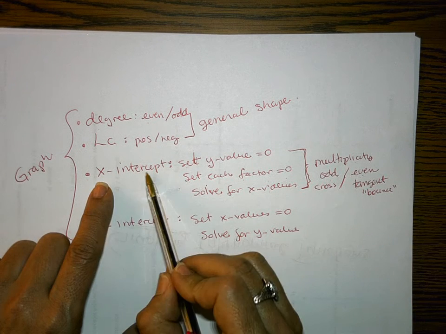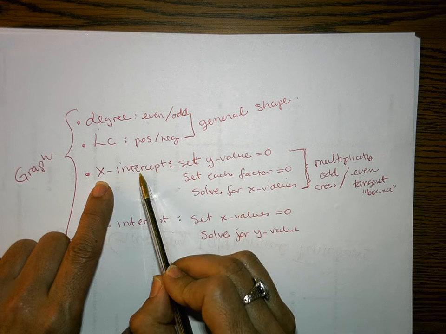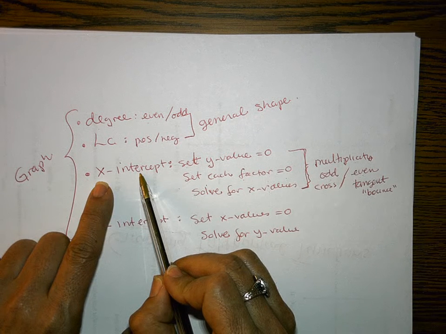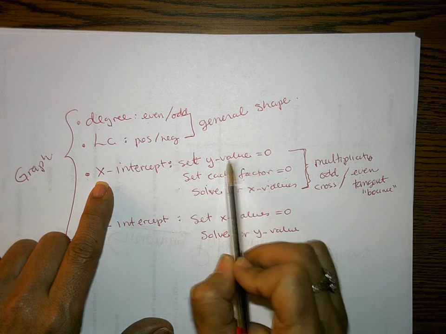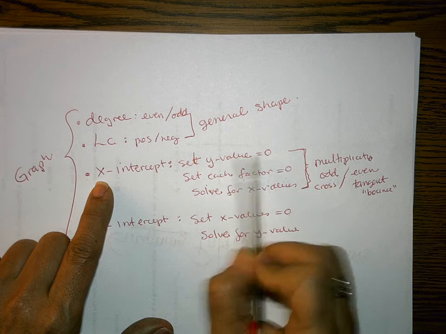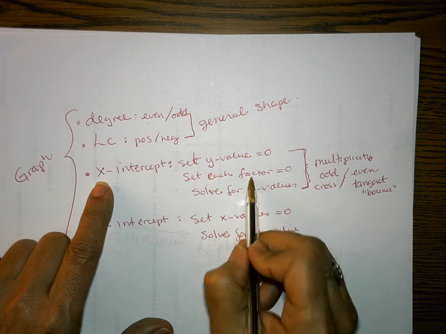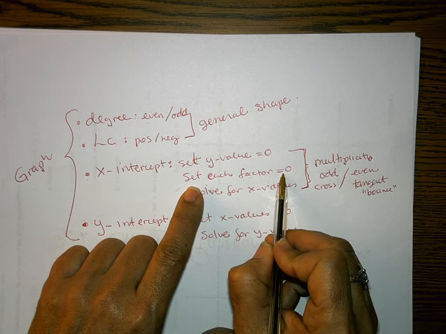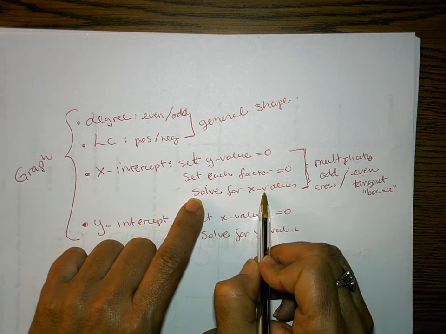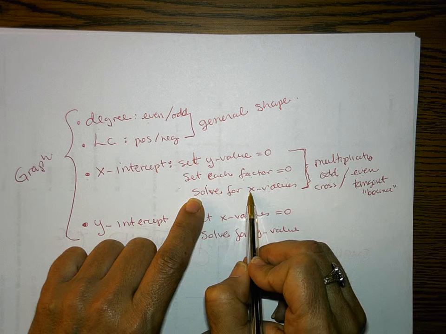And then I need the x-intercepts, so I can graph the function precisely. The x-intercept is found by setting the y value equal to 0. Then, once you've replaced y with 0, you're going to set each factor equal to 0. Every single factor equal to 0, and then you solve for the x value. That's how you get the x-intercept. You want to know exactly where the polynomial is going to touch the x-axis.